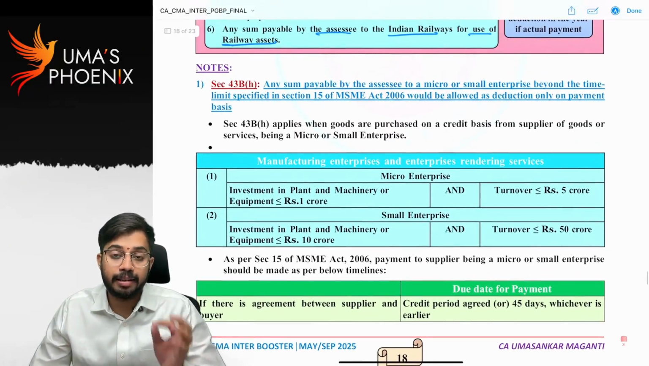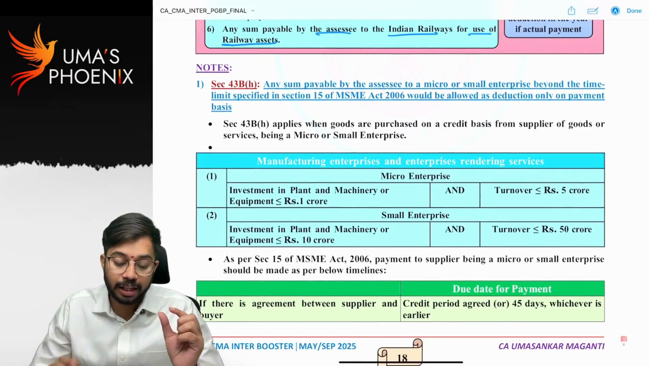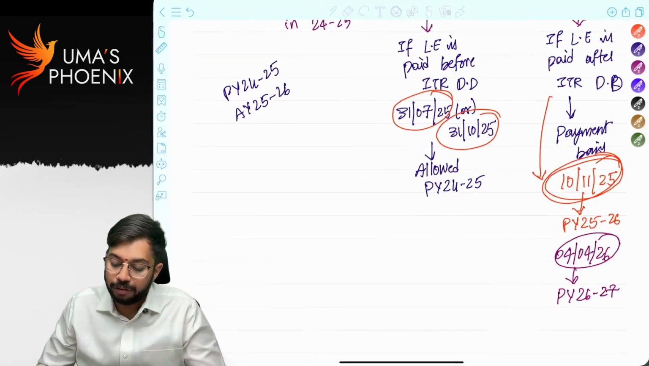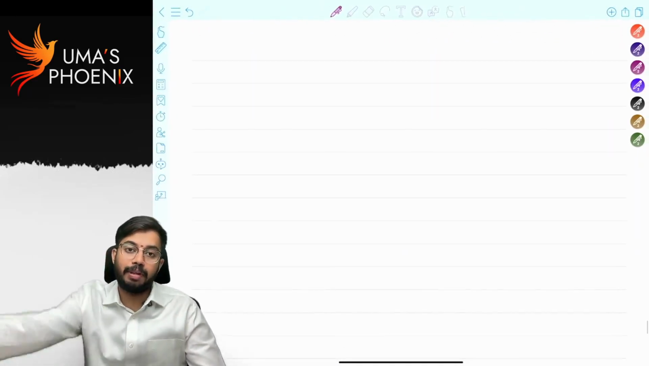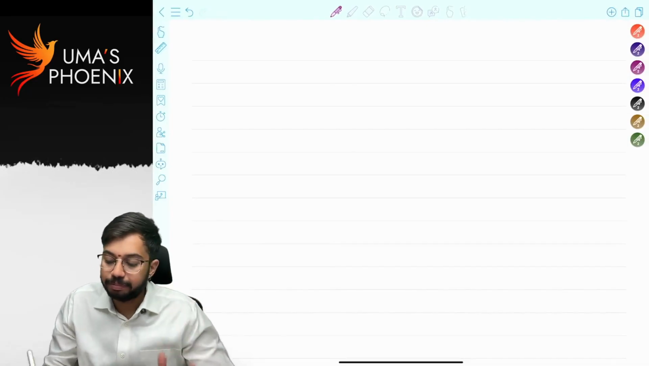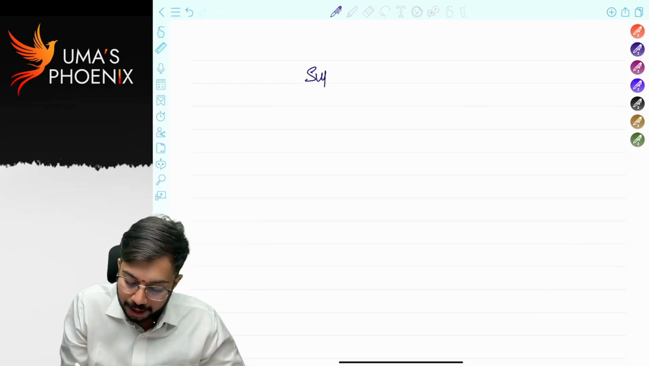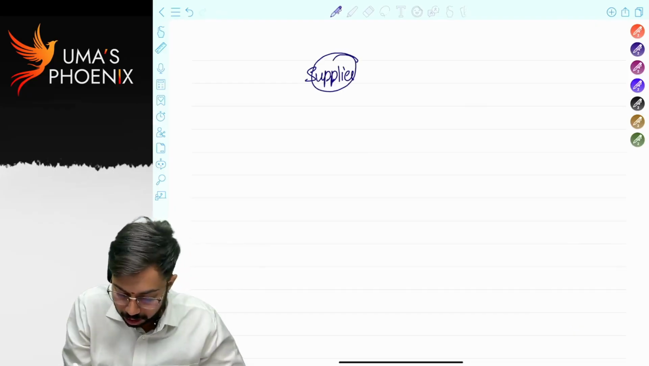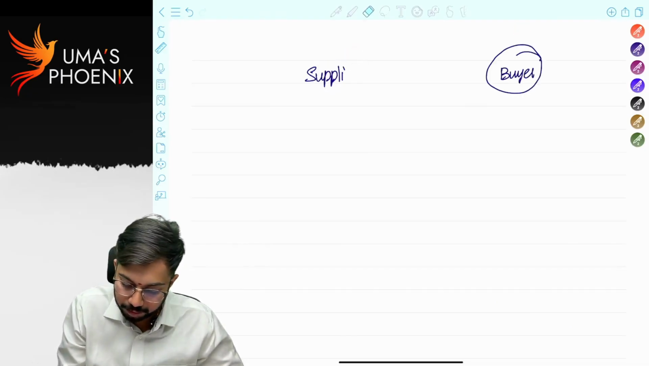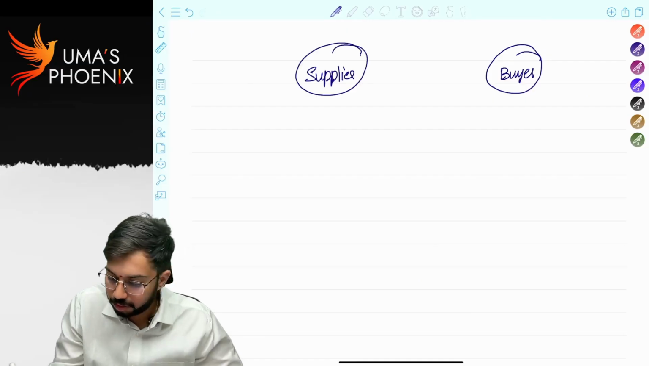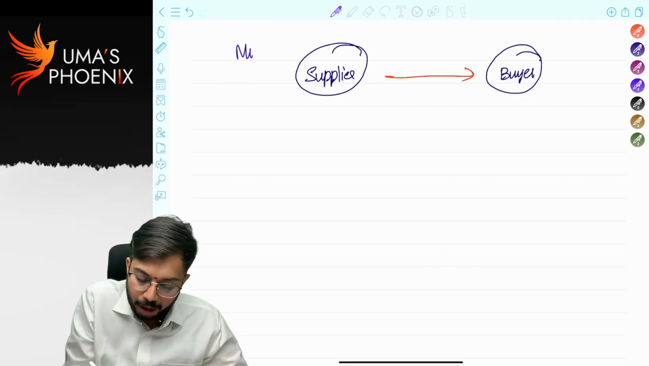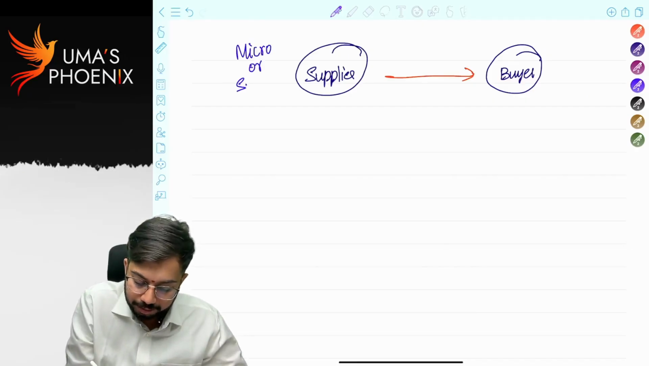See, there is a recent amendment, section 43BH. Listen very carefully. Only if you listen will you understand this concept. There is a supplier. There is also a buyer. Supplier is a micro or small enterprise.